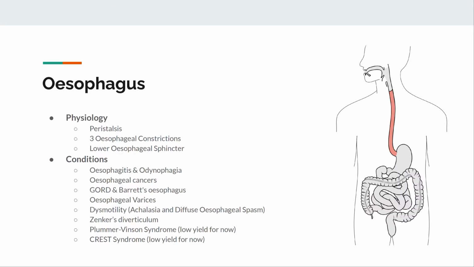Let's talk about the esophagus. So we've got some physiology concepts very briefly, and then some conditions. And some of these conditions are more high yield than others, and I'll point that out as we go.